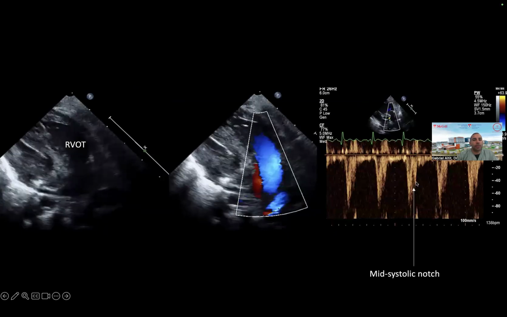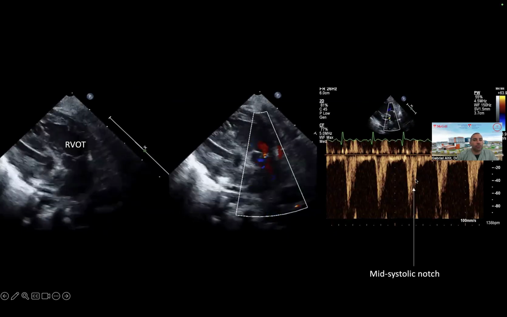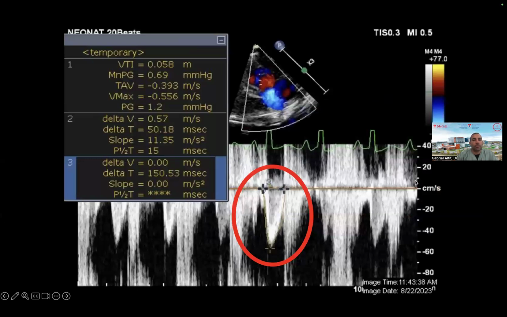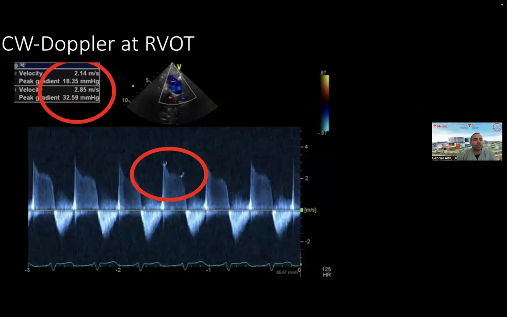I think we see it a bit here too, where you get a bit of deceleration and reacceleration. And that's an example when you have a duct. When you have a duct, you can get a lot of contamination of flow from the duct, from the PDA towards the pulmonary valve. And so you may start getting this contamination of flow. So sometimes it's best to obtain these Dopplers in the apical view or subcostal view because you get less of that contamination of the signal.